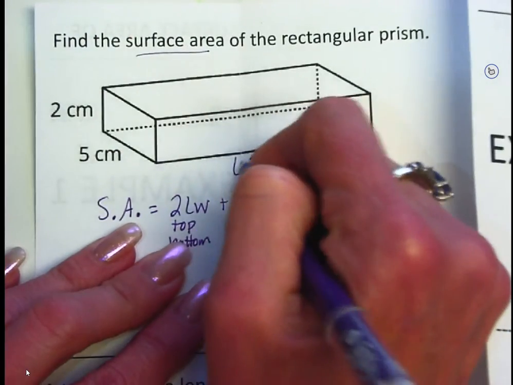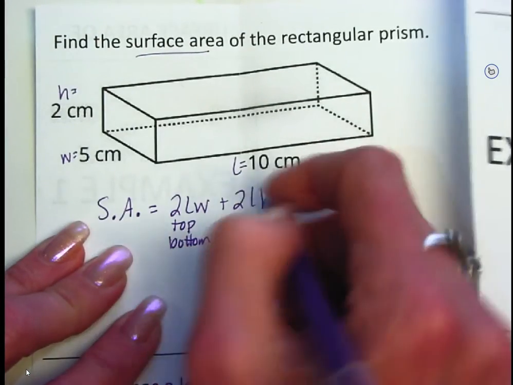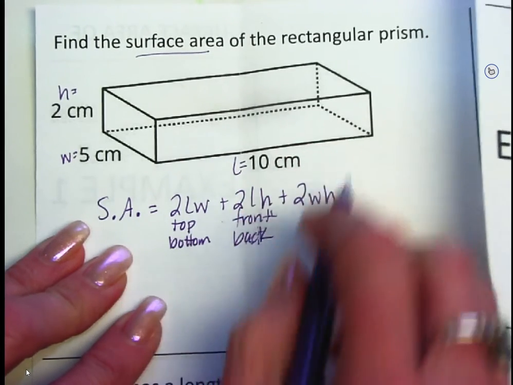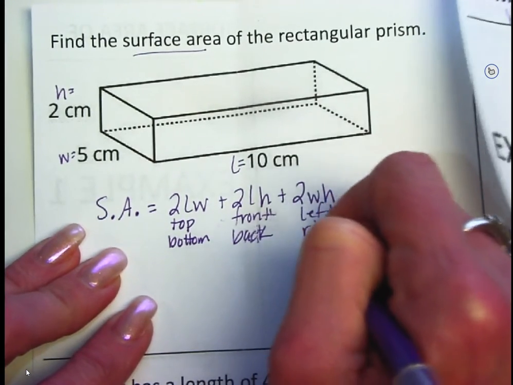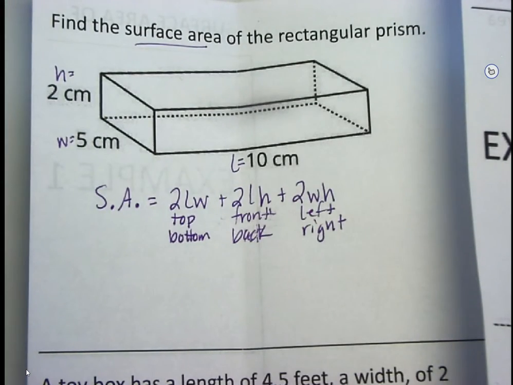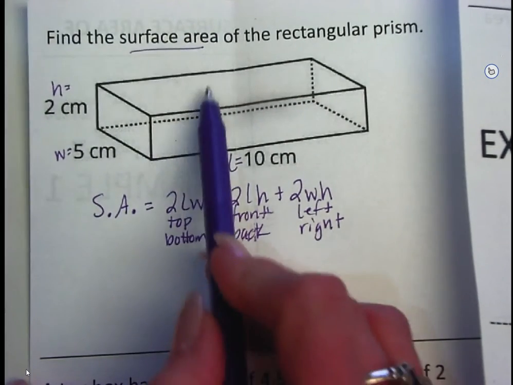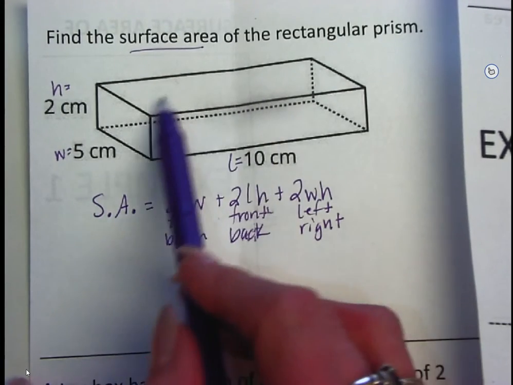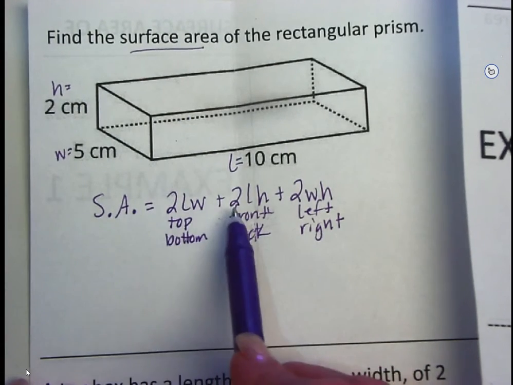Because this is our length, this is our width, this is our height. So the length and the height, oh yeah, this is our front and back. And then the width and the height are our sides, our left and right. So we have 6 total faces on a rectangular prism. A prism is a 3-dimensional shape with 2 congruent bases, because the bottom is congruent to the top. Every parallel face is going to be congruent. So the top and the bottom are congruent, the front and the back, and the left and the right.